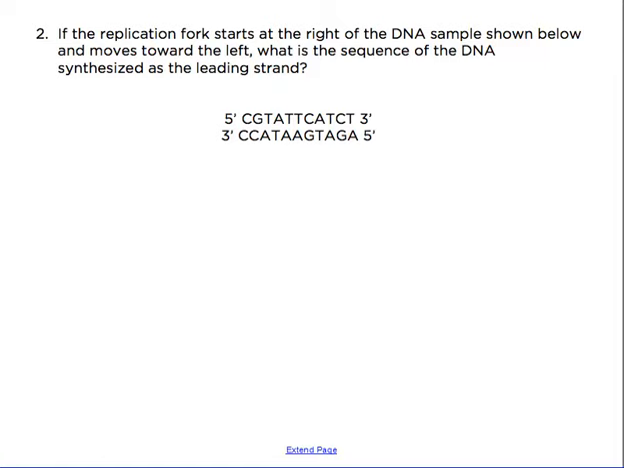Question 2. If the replication fork starts at the right of the DNA sample shown below and moves toward the left, what is the sequence of the DNA synthesized as the leading strand? So now, replication is going to be happening toward the left, and remember that new DNA strands are always made in the 5' to 3' direction and DNA polymerase reads in the 3' to 5' direction. So this strand above is going to be the template strand for the leading strand. Template for the leading.